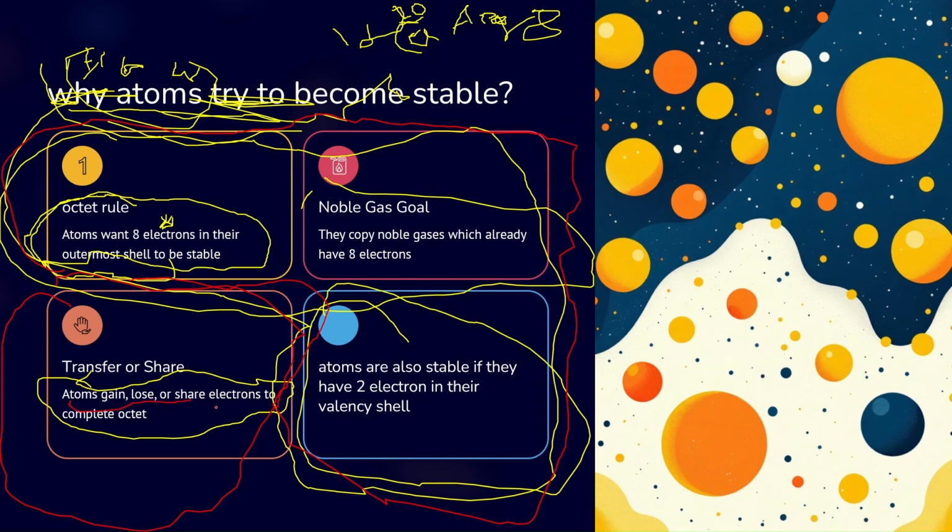How do atoms become stable? They become stable by gaining or losing electrons to complete the octet. To satisfy the octet rule, they gain or lose electrons or share electrons.